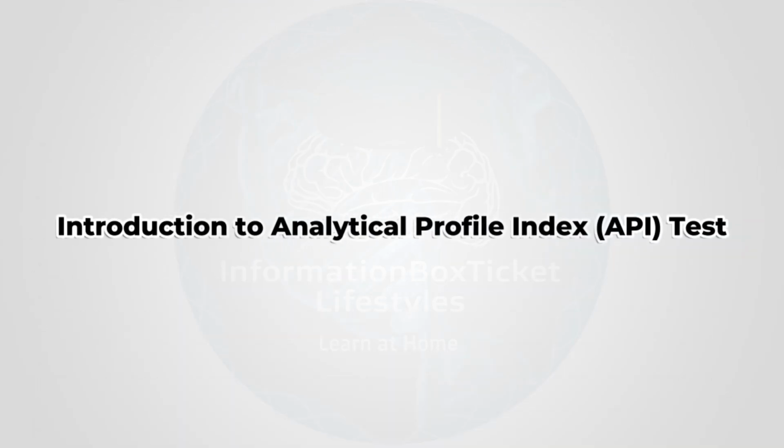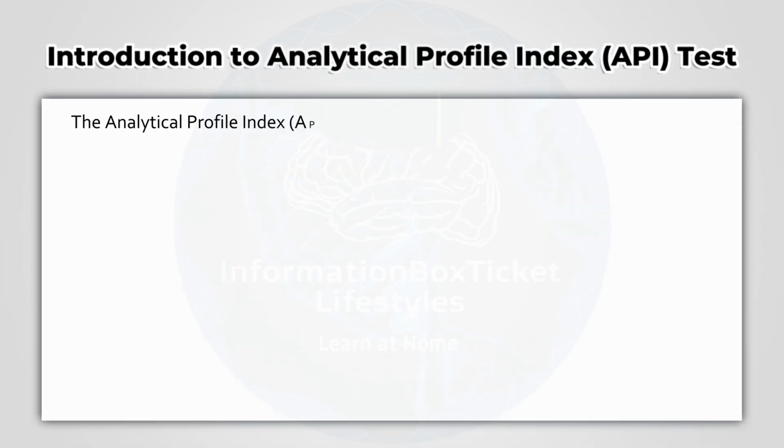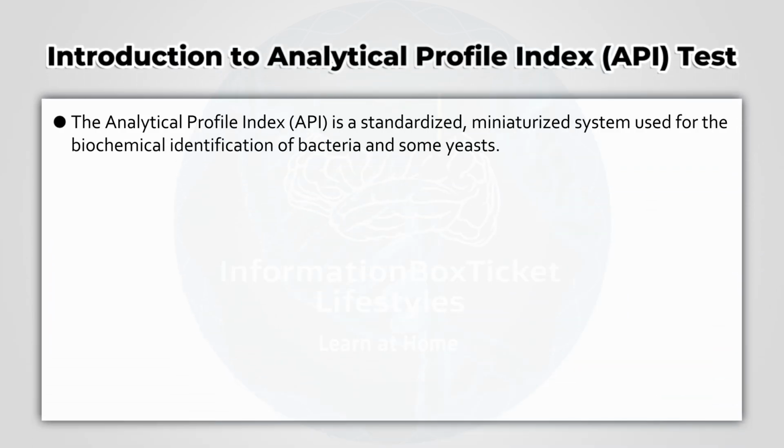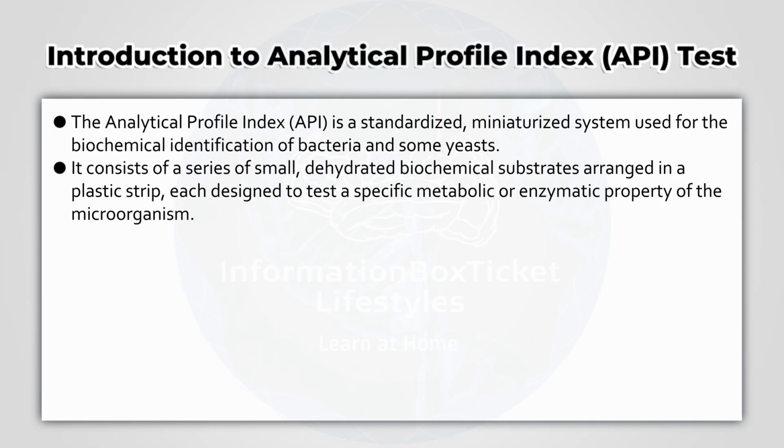Introduction to Analytical Profile Index Test. The Analytical Profile Index is a standardized, miniaturized system used for the biochemical identification of bacteria and some yeasts. It consists of a series of small, dehydrated biochemical substrates arranged in a plastic strip, each designed to test a specific metabolic or enzymatic property of the microorganism.